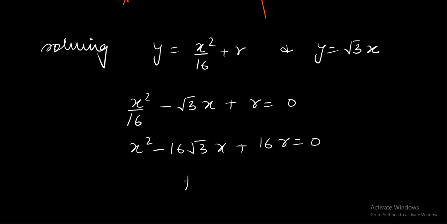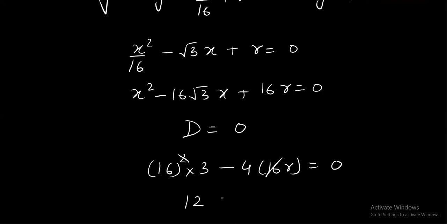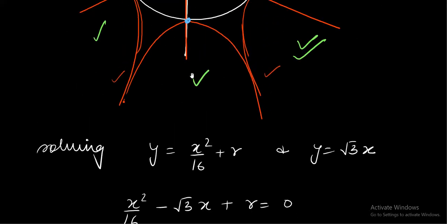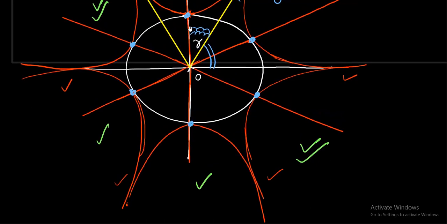Since the line is tangent, I have to keep D equals to 0. Discriminant calculate करेंगे, so this will be b square minus 4ac is equals to 0. I can take 1/16 common, I can take 4 common, so we will be left out with 12 here, minus r equals to 0. That means the radius of the circle turns out to be 12 and the first part of the question is over, right? Because the radius of the circle that we are considering here, on which the vertices of 6 parabolas are lying, we got the radius of the circle as 12.